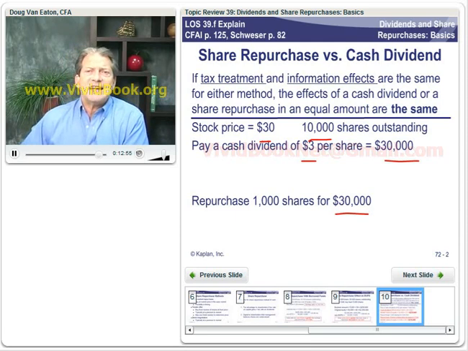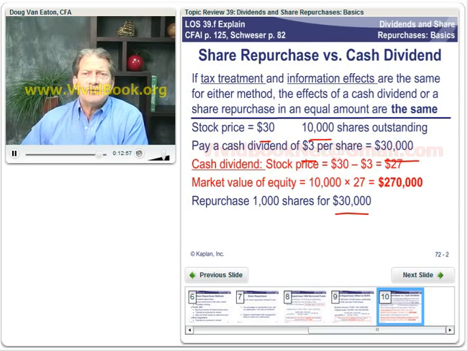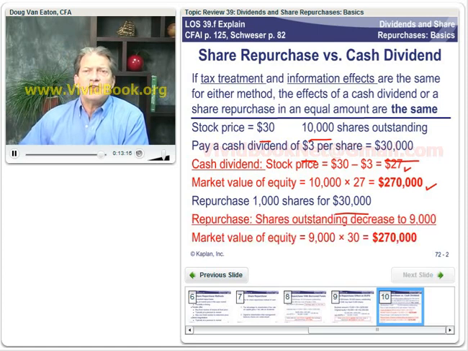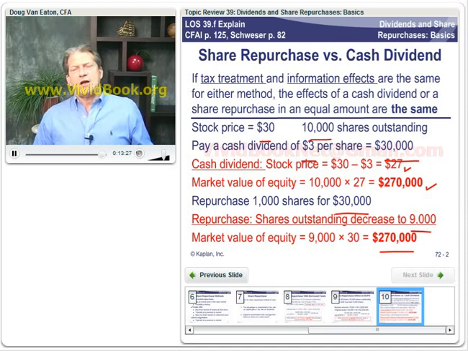So if we look at the cash dividend, the stock price is going to fall to 27 if we pay a $3 a share dividend. And the market value of our equity would be $270,000. If we repurchased 1,000 shares for $30,000, shares outstanding decreased to 9,000. And now the market value of our equity is $270,000. So the market value of the equity has decreased by the amount of cash that went out in either case.